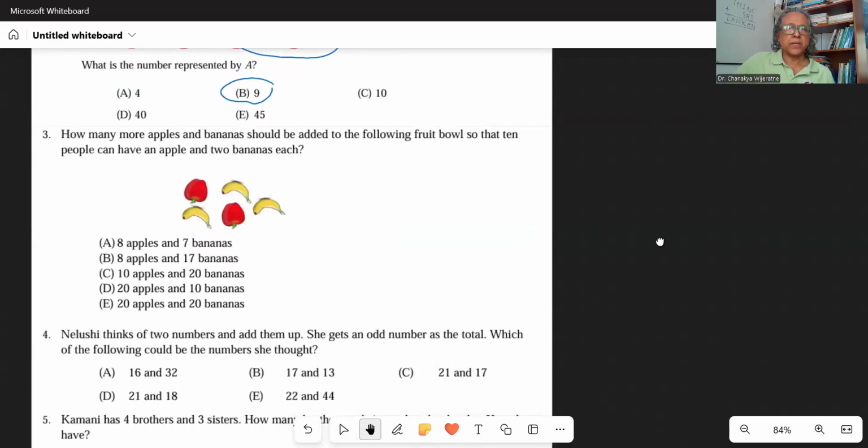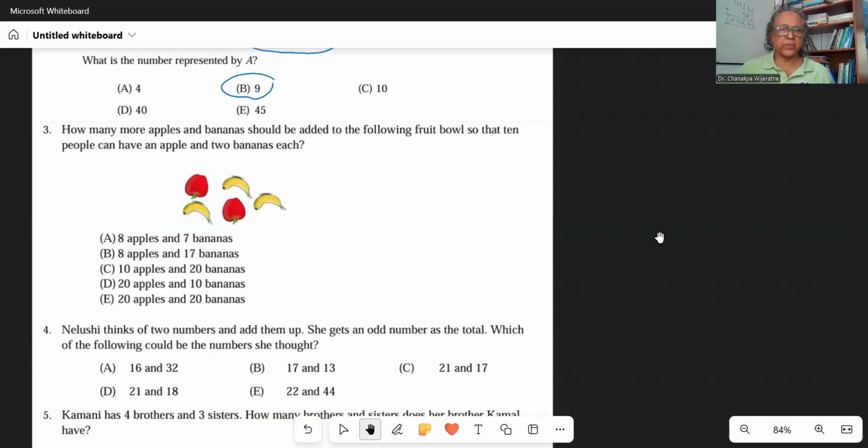How many more apples and bananas should be added to the following fruit bowl so that 10 people can have an apple and 2 bananas each? So 10 people, 1 apple each, so 10 apples. And 2 bananas each, so we need 20 bananas. And we have only 2 apples, so we need 8 apples, and 3 bananas, so we need 17 bananas. So from the answers given, you can see that this is the correct answer.